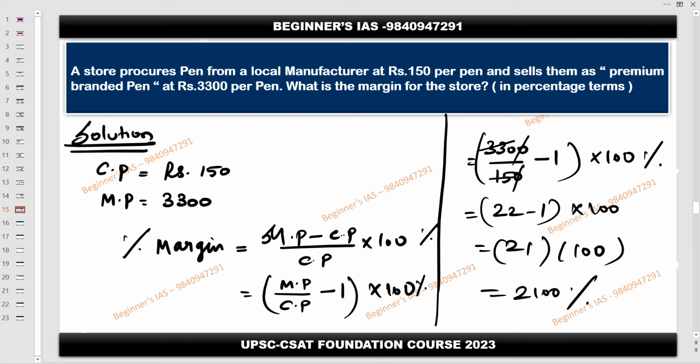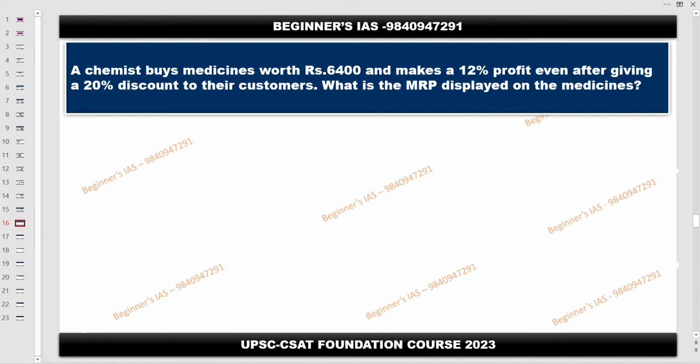Those who are having doubt, please come forward to ask your doubts. So now this question. A chemist buys medicine worth rupees 6400 and makes a 12% profit even after giving a 20% discount to their customers. What is the MRP displayed on the medicine?